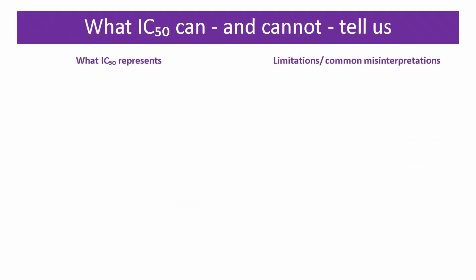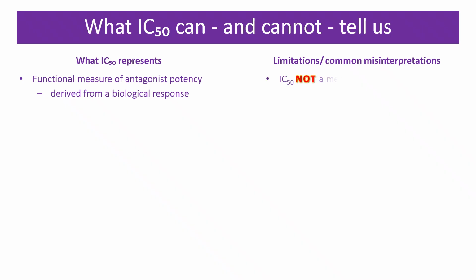IC₅₀ is a useful and widely used measure of antagonist potency, but it is important to understand its limitations. IC₅₀ is a functional measure. It reflects how much antagonist is required to reduce a biological response under specific experimental conditions. Because of this, it is not a direct measure of binding affinity. The IC₅₀ value depends on several factors.